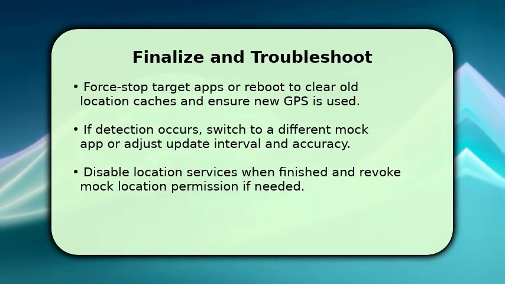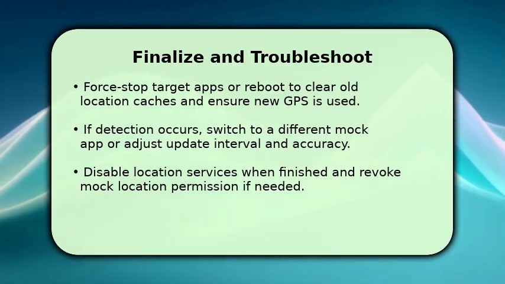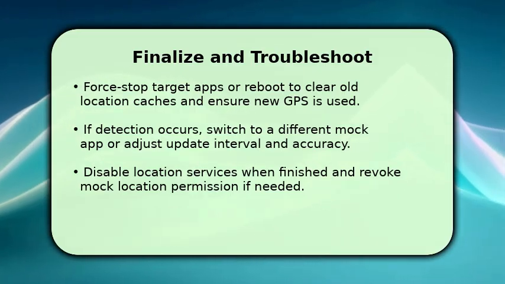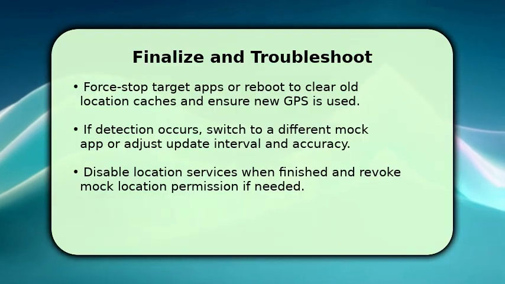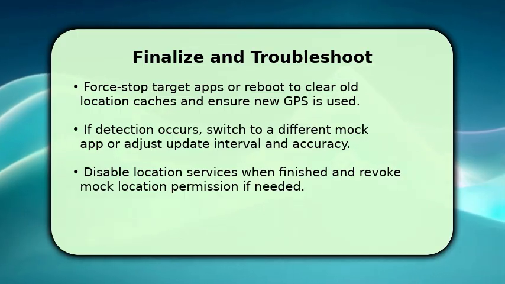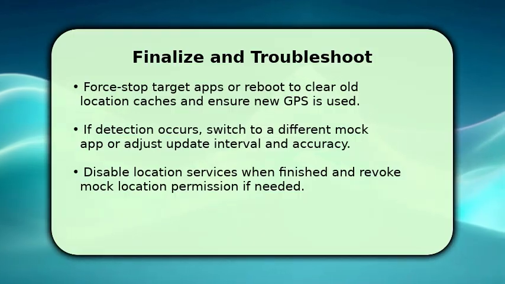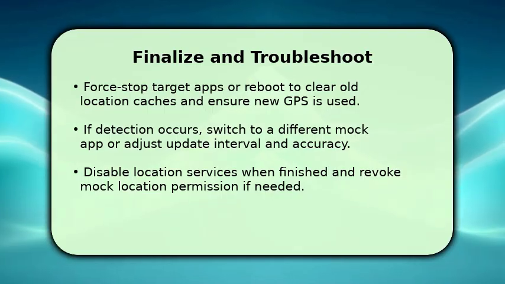If an app detects spoofing, change the fake GPS app, lower update intervals, or increase accuracy to mimic real movement. This reduces detection risk. If problems persist, reboot the device and re-enable mock location. When finished, disable mock location and USB debugging to restore standard security and normal GPS behavior.